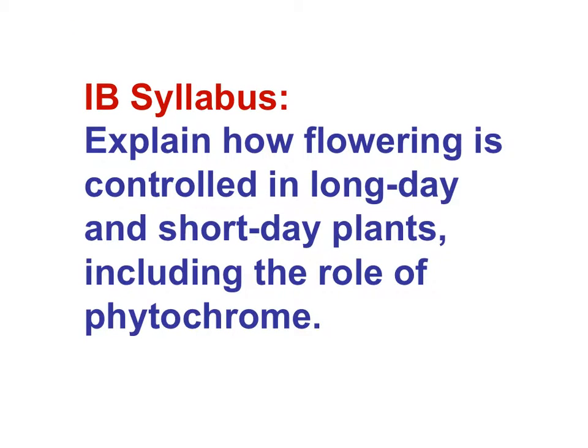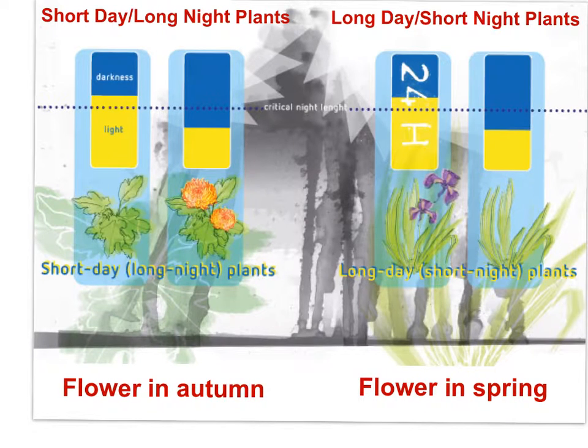And that brings us to the next IB syllabus statement. Explain how flowering is controlled in long day and short day plants, including the role of phytochrome. Let's look at two types of plants that flower at different times of the year.